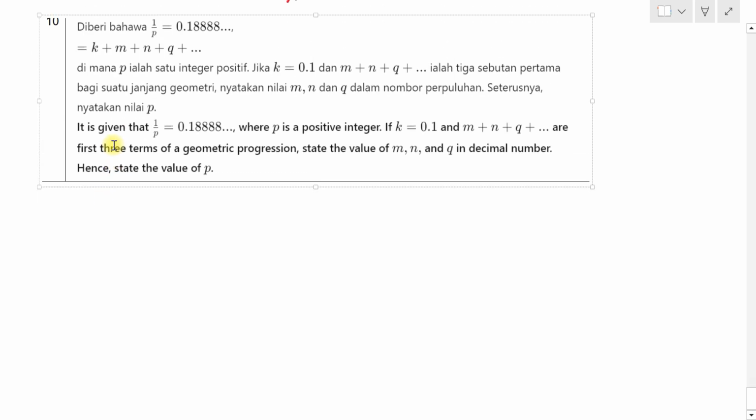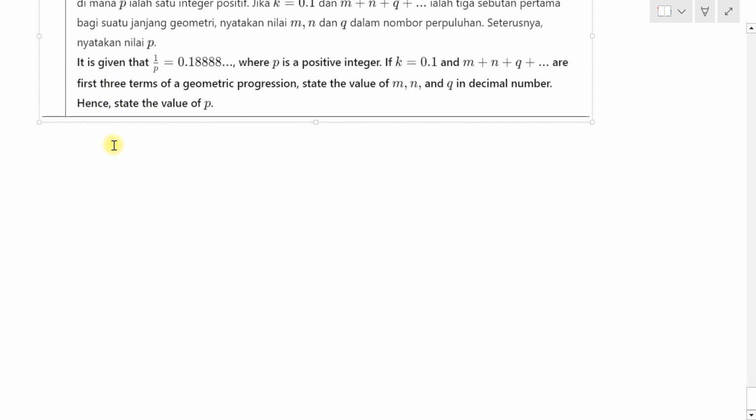Okay, it is given that 1 over p is 0.18 recurring, where p is a positive integer. They give you the recurring decimal. If k equals 0.1 and m plus n plus q are the first three terms of a geometric progression, state the value of m, n and q in decimal numbers, hence state the value of p. Easy one. Okay, let's see.